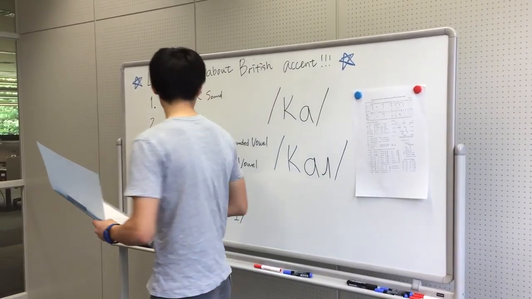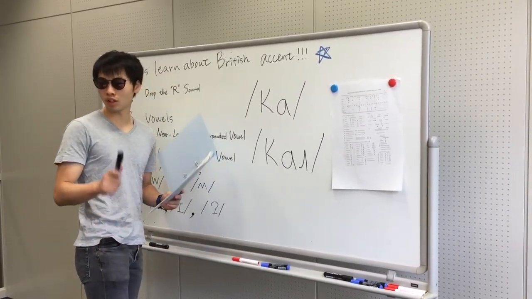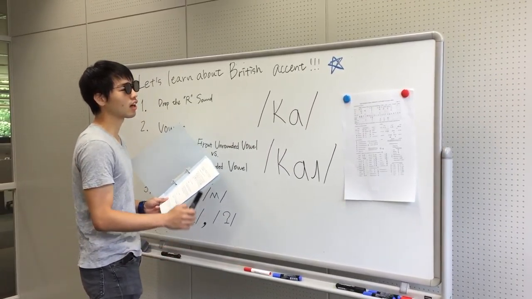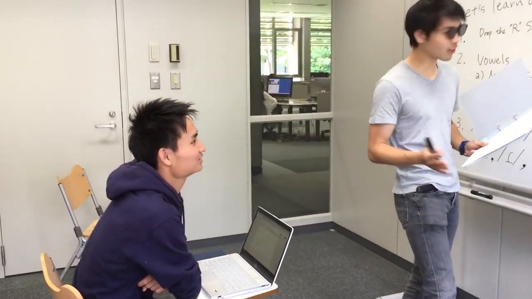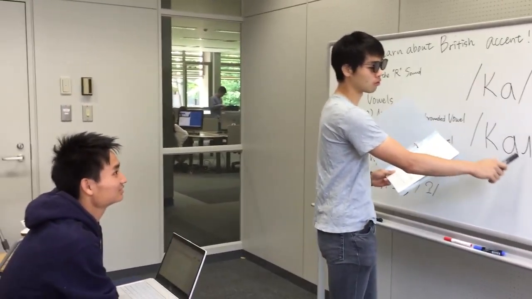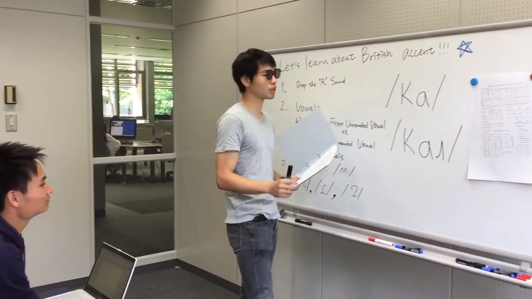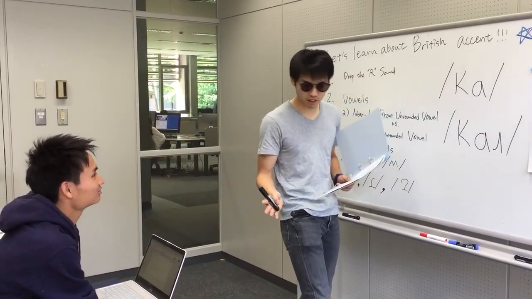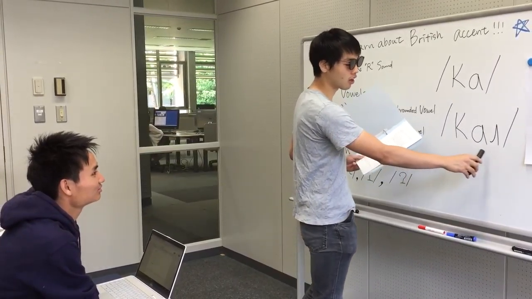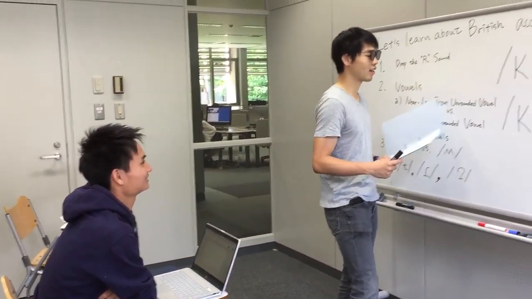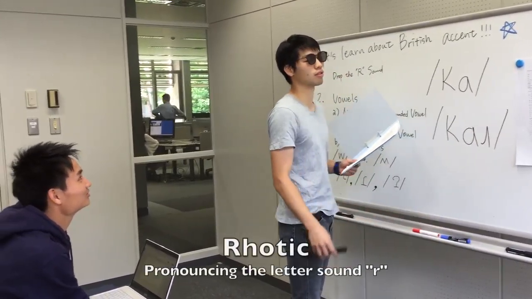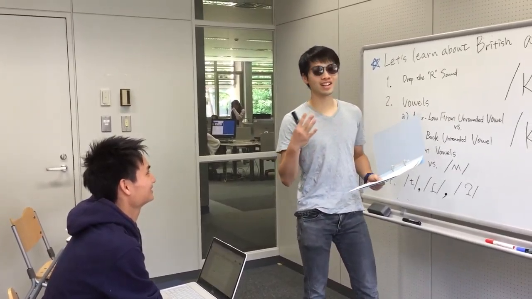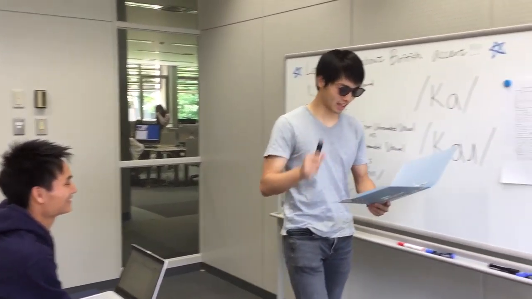Now, we'll look at the IPA transcription for both American and British English. This is the British accent, car. That has no R in the transcription, which means non-rhotic. Now, we'll go to the American, which you probably already know how to pronounce, car, where you have the R sound, which is rhotic. So let's pronounce the British English again. Car. I think you guys got it now.